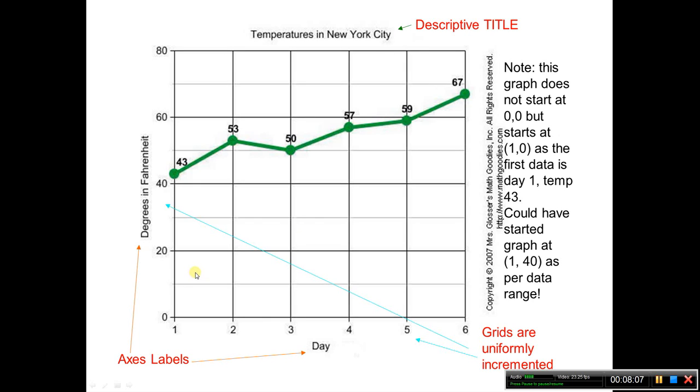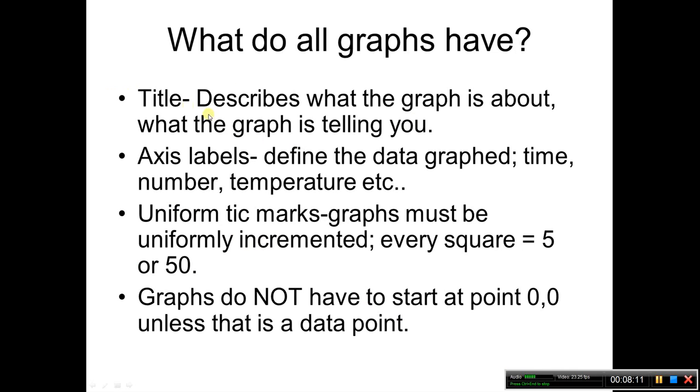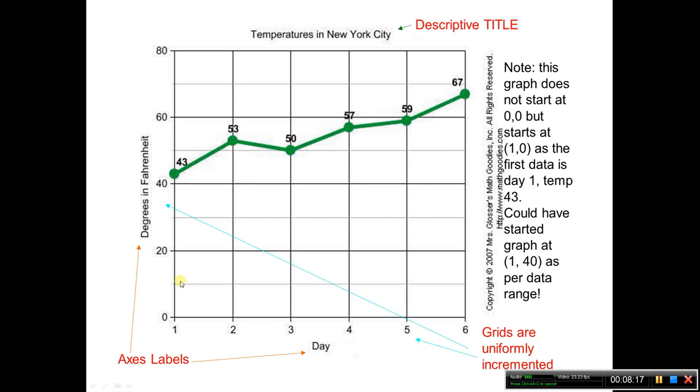And this is just an example here. We point out some of the important things that we've just talked about, right? The title, the axes, the uniform tick marks, which is also called the scale. And then it doesn't have to start at 0, 0. So here's our descriptive title, right? It's telling us what this data is all about. Here's our axes labels. Grids are uniformly incremented.